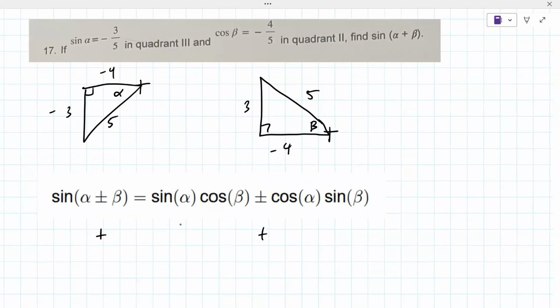So this is plus. So the sine of alpha is minus 3/5, cosine beta is minus 4/5, cosine alpha is minus 4/5, and sine beta is 3/5. So that's 12 over 25 minus 12 over 25, which is 0.